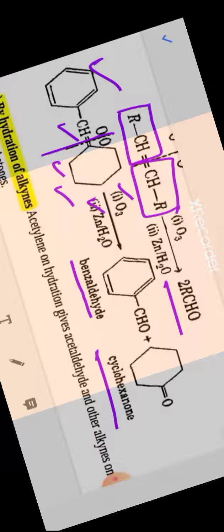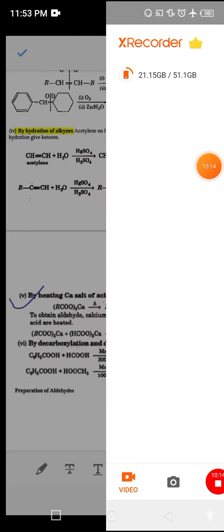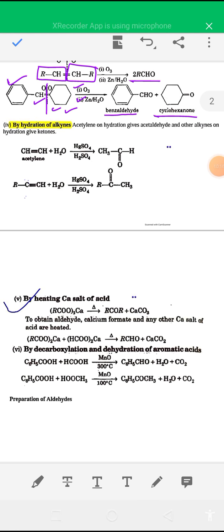So using the ozonolysis concept, using this method, you can prepare aldehyde and ketone. Okay. Next, preparation of aldehyde and ketone from alkynes. This method is known as hydration reaction, that is addition of water.